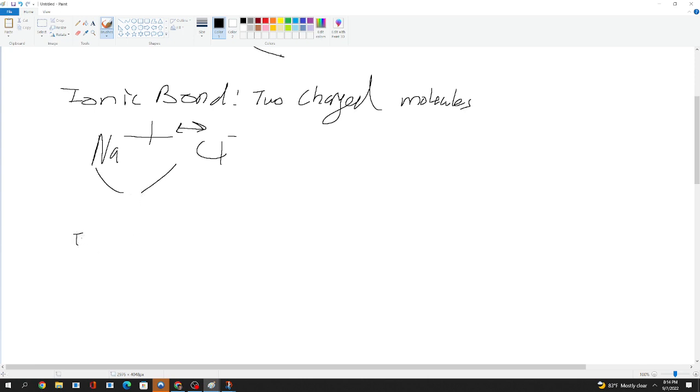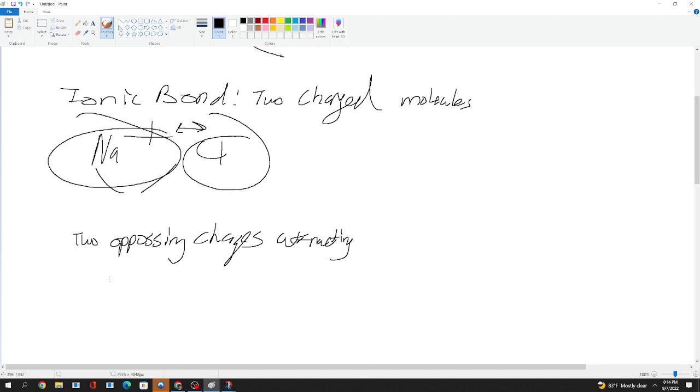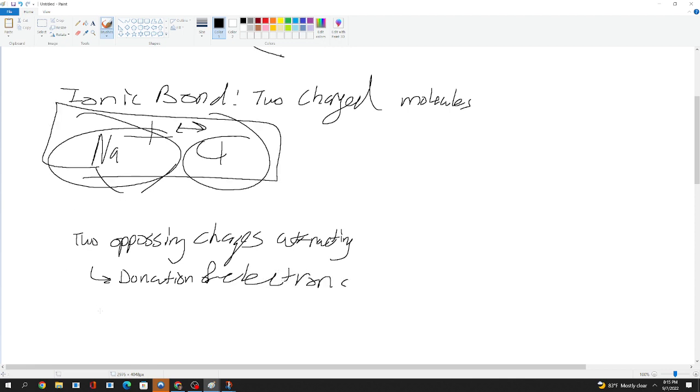So if you have two opposing charges attracting one another, they have to be negative and positive. And this is because of a donation of electrons. An example of this is salt, NaCl, that I just created right here. So salt, think of salt.